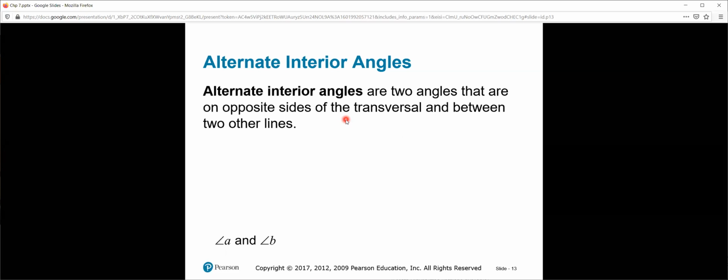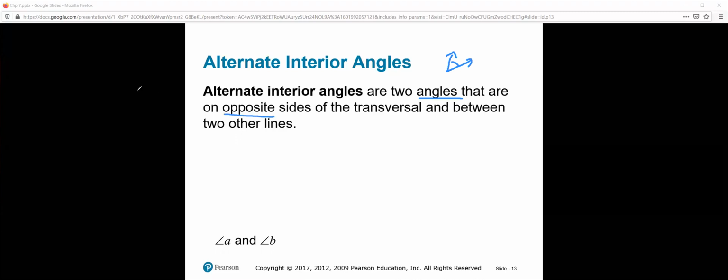Alternate interior angles. These are two angles that are on opposite sides of a transversal and between two other lines. What does that mean, right? That's a lot of stuff going on there. Well, let's break it down. Two angles, right? We know what an angle is. That is two rays that form an angle. Good. Then, on opposite sides.